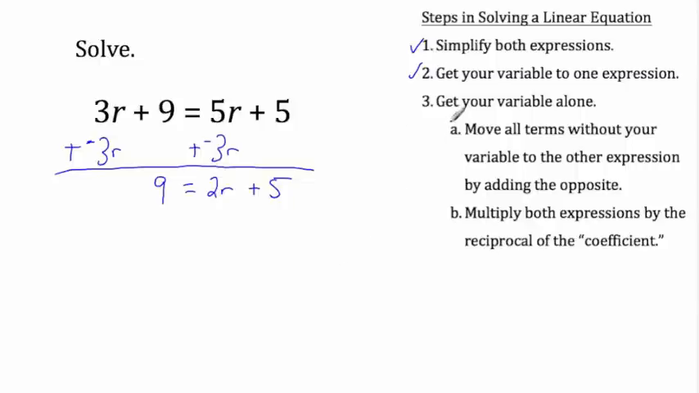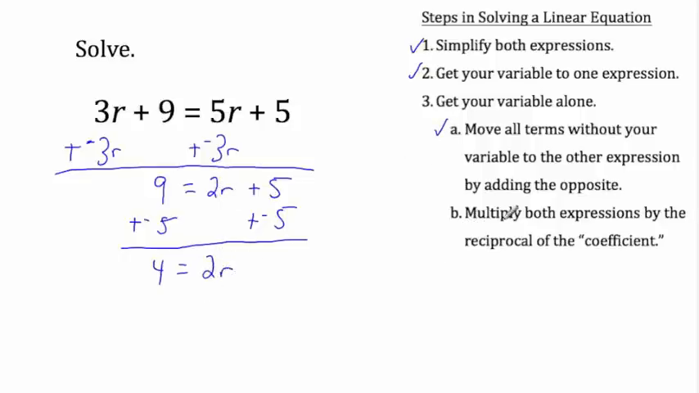Then we move on to step 3, which is to get your variable alone. The first thing we have to do by doing that is to move all terms without your variable to the other expression by adding the opposite. Taking a look at the expression with our variable, the term 5 does not have our variable in it, so we must move it to the other expression by adding the opposite. 9 plus negative 5 is 4, and in the right-hand expression we'll be left with just 2r.